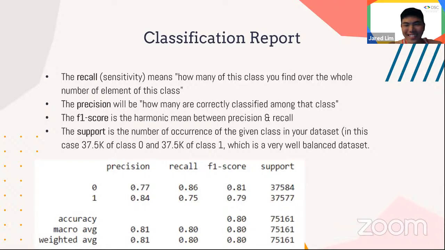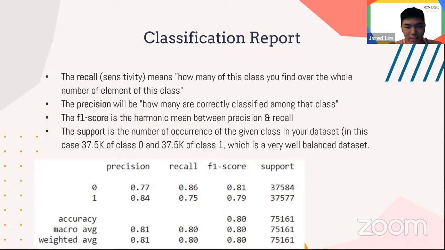To be honest, the F1 score is not really used that much. It's mostly the sensitivity and precision. And then lastly is the support, which is the number of occurrences of the given class in your data set.